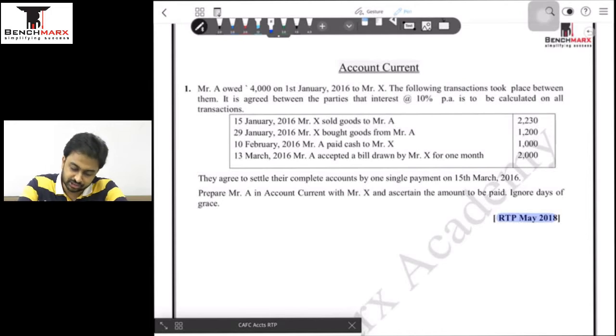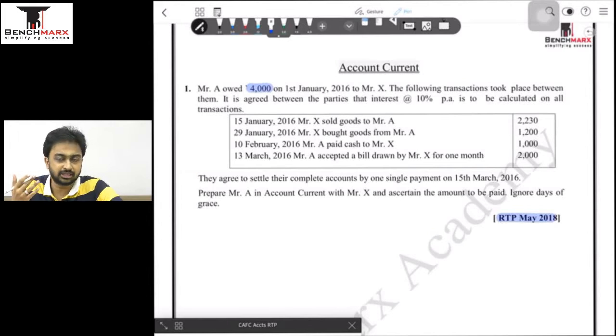Let us start, please. Mr. A owed 4,000 on 1st of Jan to Mr. X. So A is owing to Mr. X. As far as X is concerned, Mr. A is our debtor. The following transactions took place between them. It's agreed between the parties: interest is 10% to be computed on all transactions.